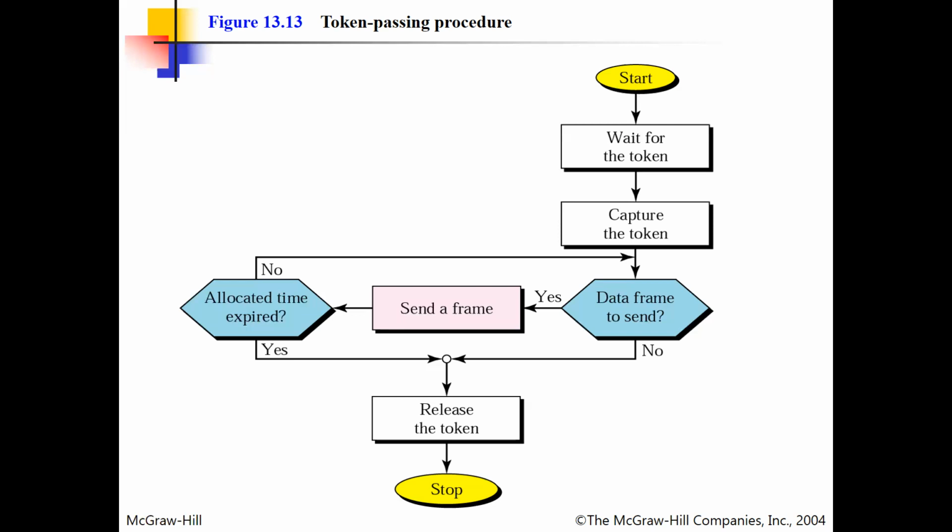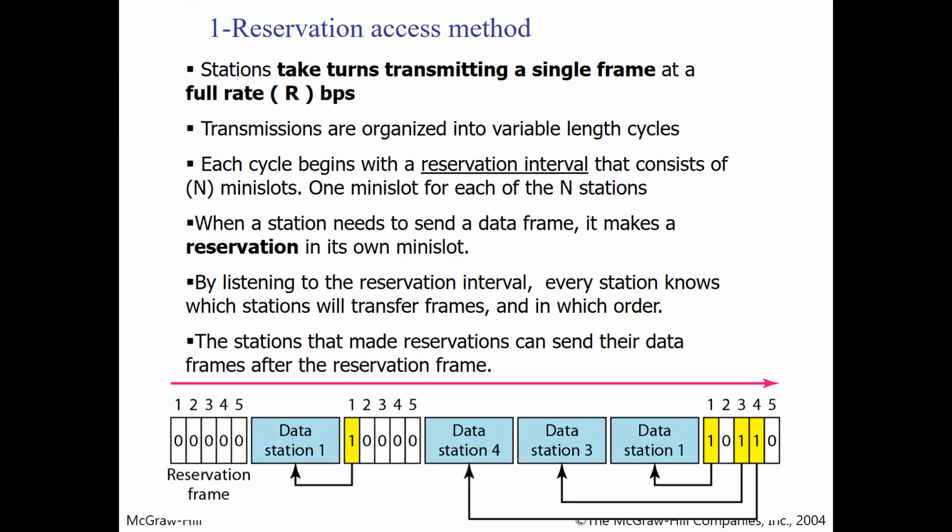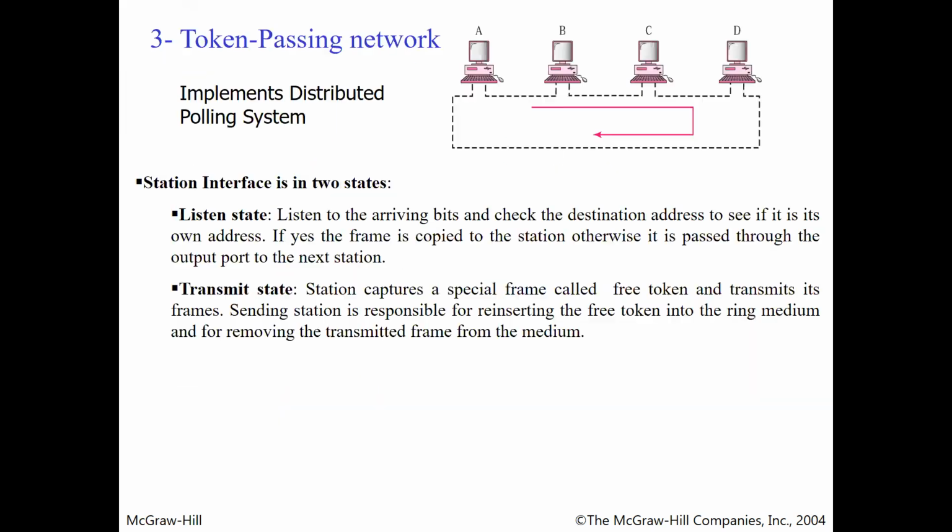So these are the 3 techniques of scheduling. Number 1, reservation access method. Number 2, polling. And number 3, token passing network.